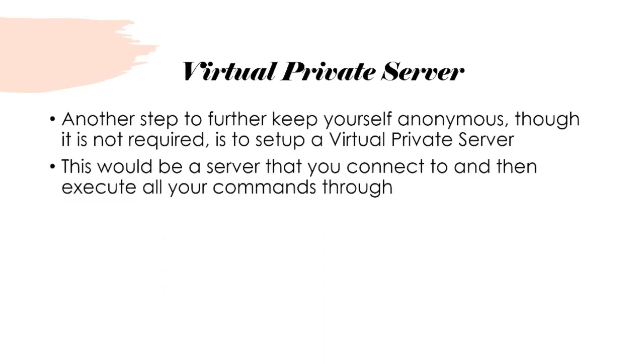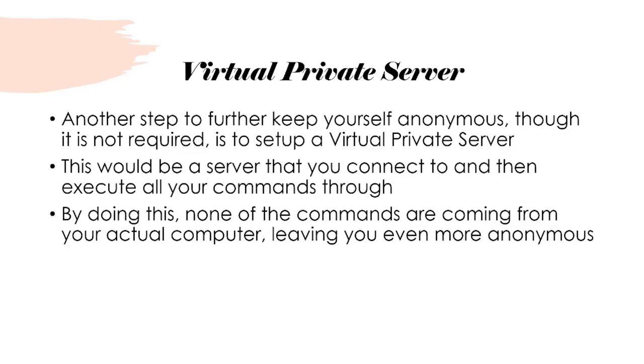Now, this is pretty much a server that you would connect to and then execute all of your commands through. So for example, you would maybe SSH into a virtual private server that you set up, maybe in DigitalOcean or maybe in AWS, and then you can do all of your ethical hacking activities through that address, and you can implement all the other stuff that we talked about before, like Anonsurf, maybe the Tor browser, use a VPN if you want to further provide yourself with more privacy and to keep you anonymous on the web.